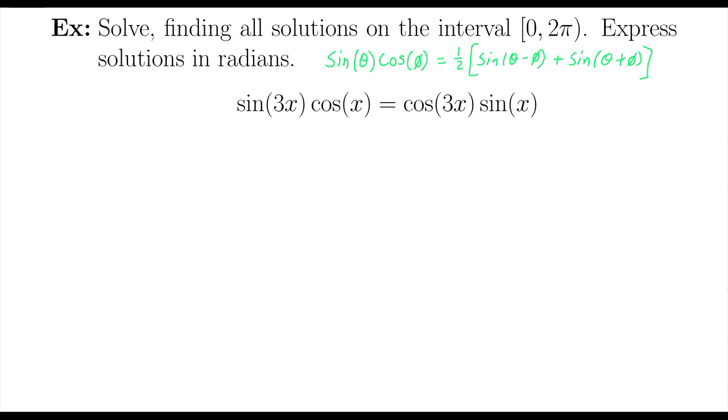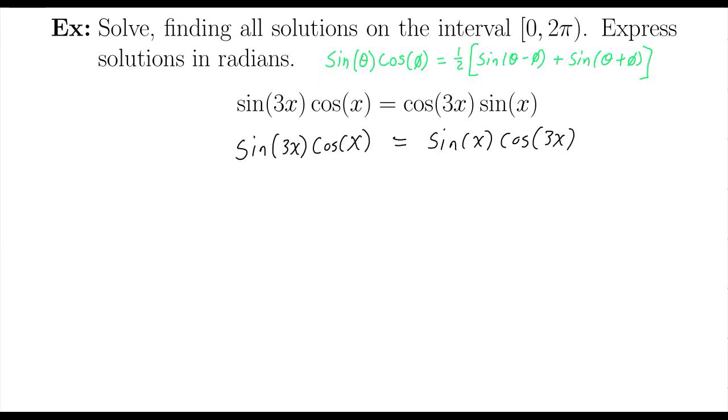have to make sure that each side is in this form, right? So sine comes first and cosine is second. Cosine and sine, I need to flip those around, right? So I'm going to flip that around and rewrite it. So sine of 3x cosine of x equals sine of x cosine of 3x. Okay, so now I'm going to apply this identity to both sides.